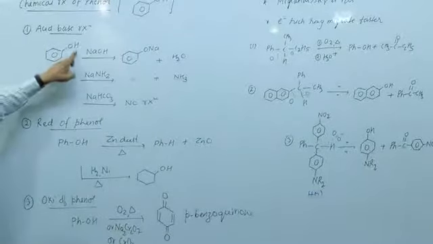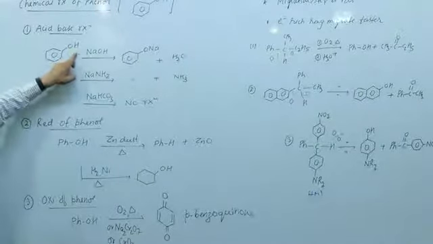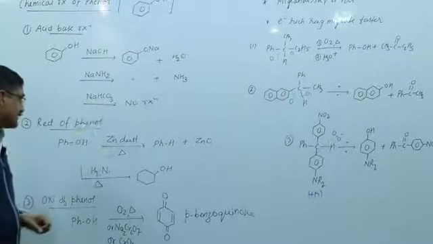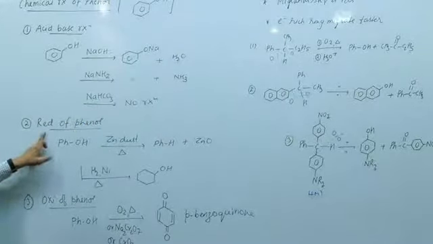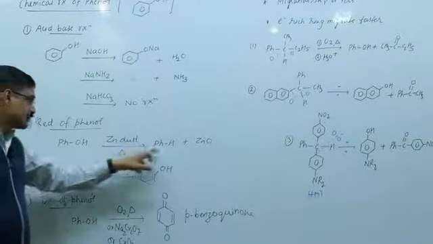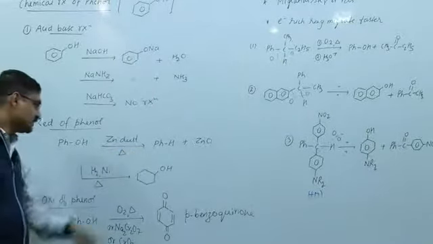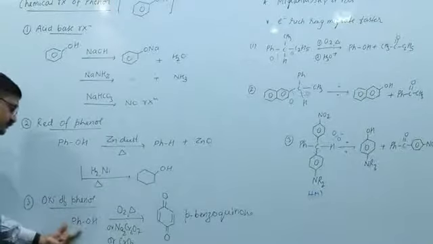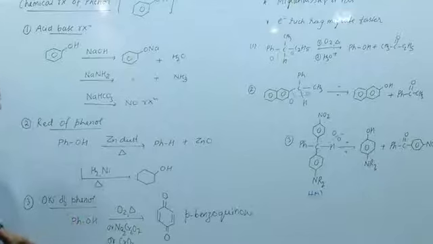First is the acid-base reaction of the acidic H, but it is slightly acidic, so it reacts with strong bases only, but not with the salt of strong bases. Reduction of phenol: phenol reduces by zinc dust into benzene or by H2/Ni into cyclohexanol. Next, the oxidation of phenol: phenol oxidizes generally into para-benzoquinone with different oxidizing agents.